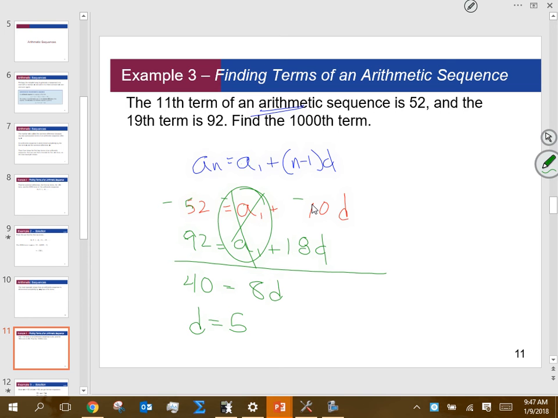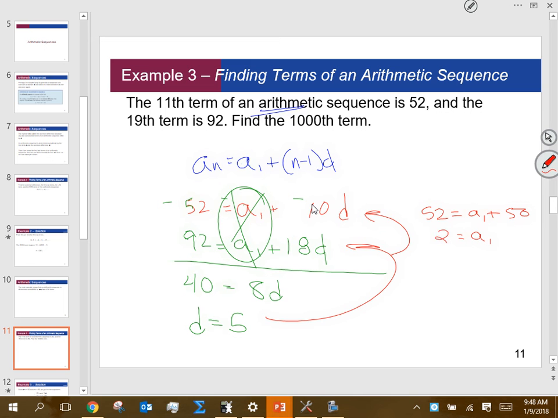So now you know the common difference. And whenever you have a system, you take that variable that you just found and plug it back into either one of the initial equations to find the other missing variable. Okay, so we'll go back to the original one. 52 is equal to A sub 1 plus now 10D. Well, 10D is 50. So now what would A sub 1 be?